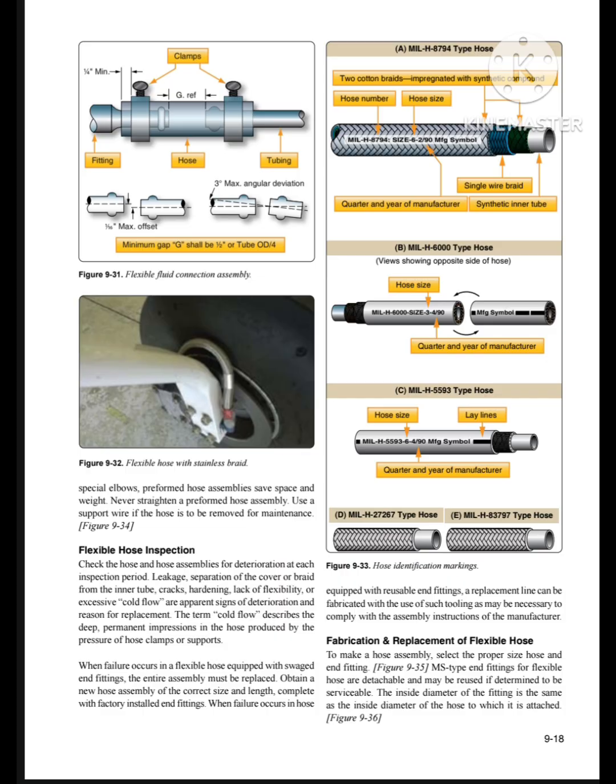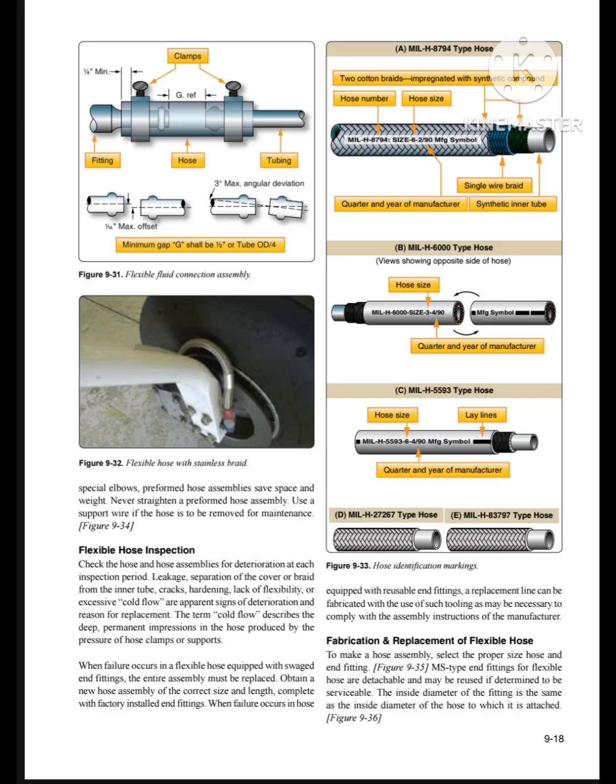In the first figure, 9-31, we can see the flexible fluid connection assembly, and in the first we can see the clamp and the minimum distance of 1/4 has been shown, and for tubing hose fittings the minimum gap G shall be 1/2 of the OD specification, as shown in this video. And flexible hose with stainless braid has also been shown in the video. As you can see, you can find videos of these things on YouTube, Google, and elsewhere.